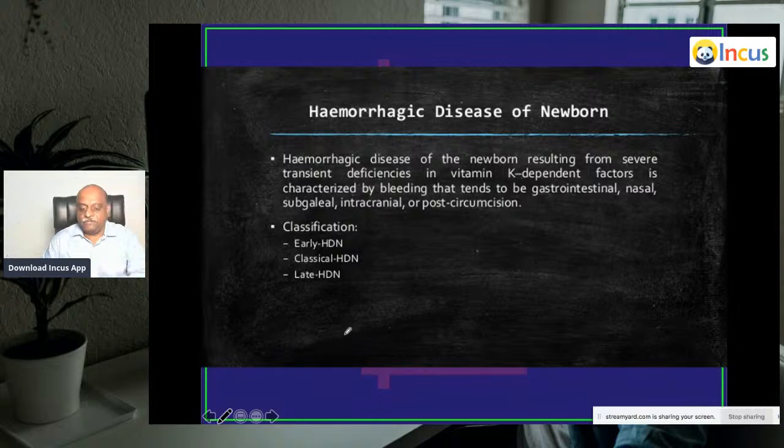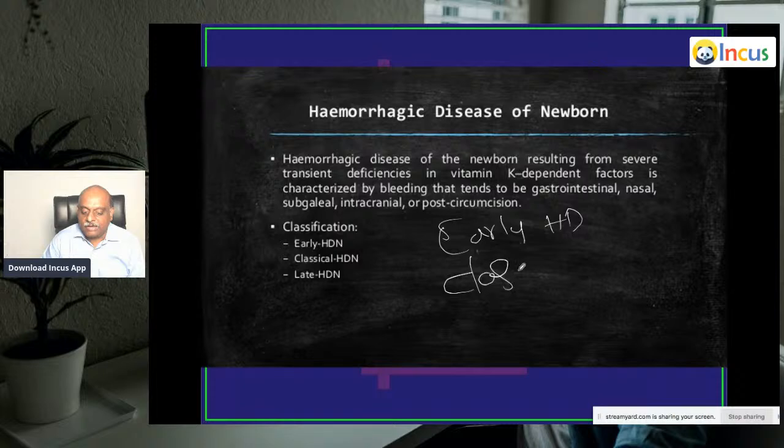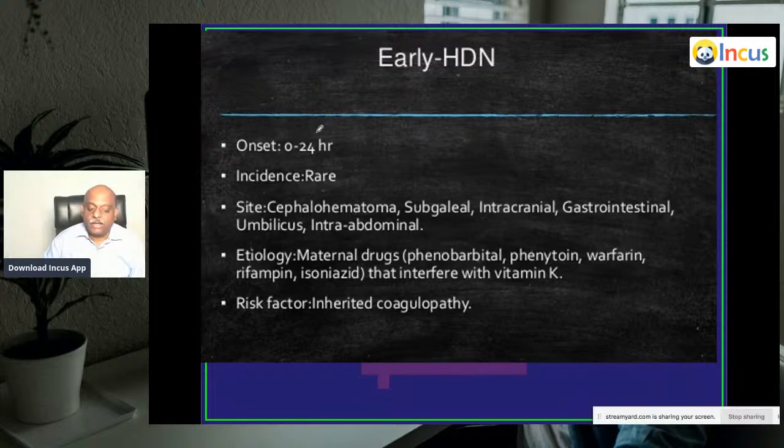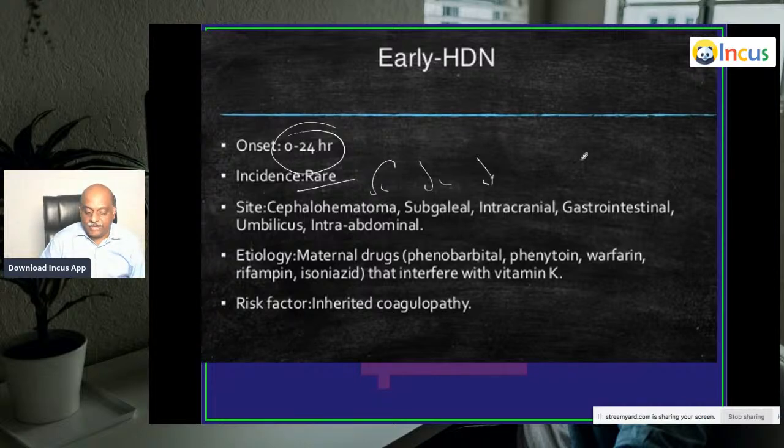First, to know the classification. Early HDN, classical HDN, and late onset. Early hota hai 0 to 24 hours. It is rare. It can lead to cephalohematoma, subgaleal, intracranial, GIT, umbilical, intra-abdominal bleeding.